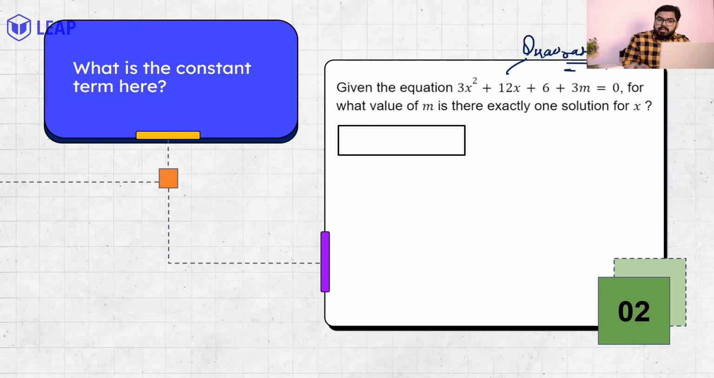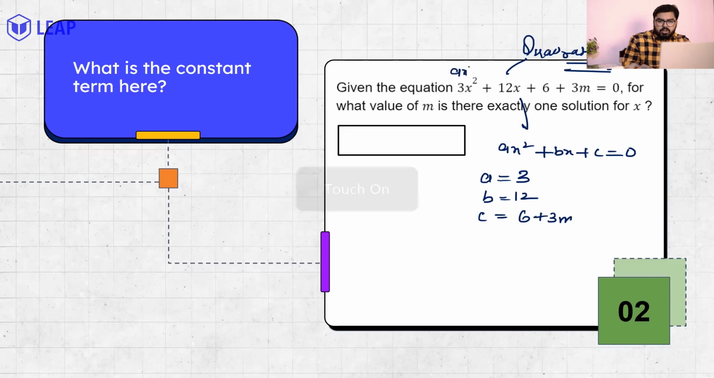And for a quadratic equation, we have to compare it to which form? Standard form, which is ax square plus bx plus c equal to 0. So what is a over here? A is 3. What is b? B is 12. What is c? C is 6 plus 3m. So this whole thing, 6 plus 3m, is the value of the constant term c.